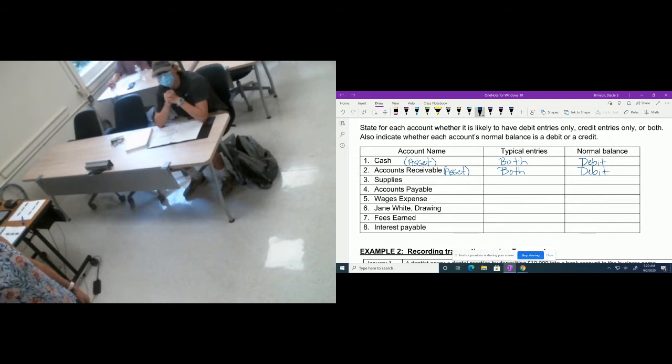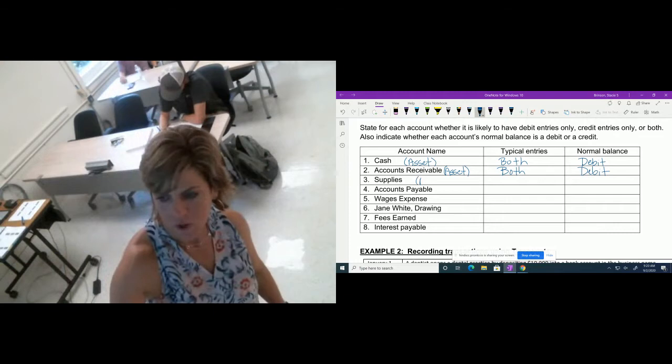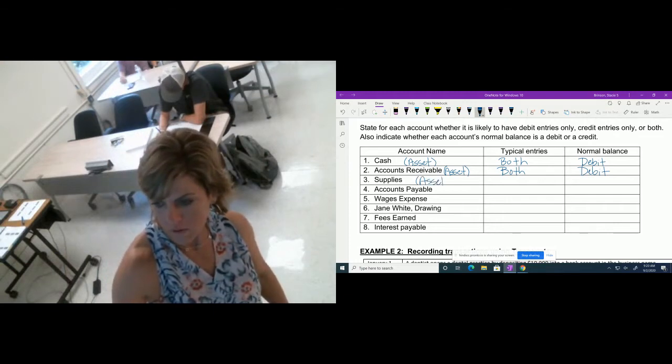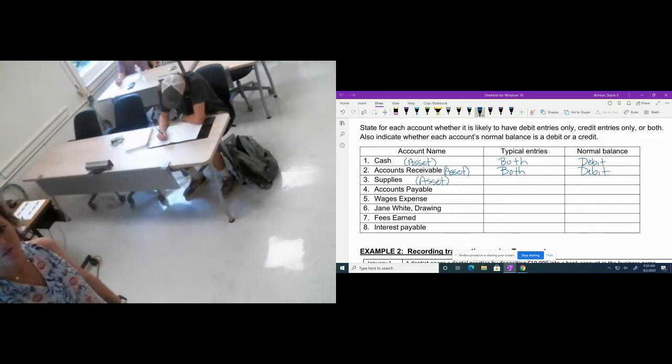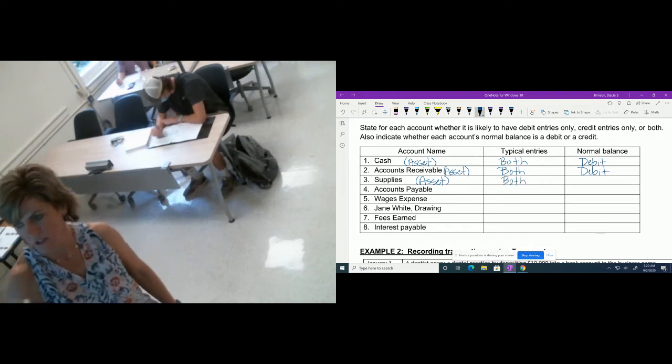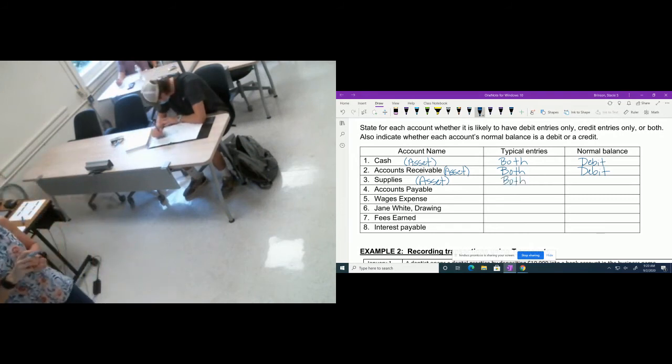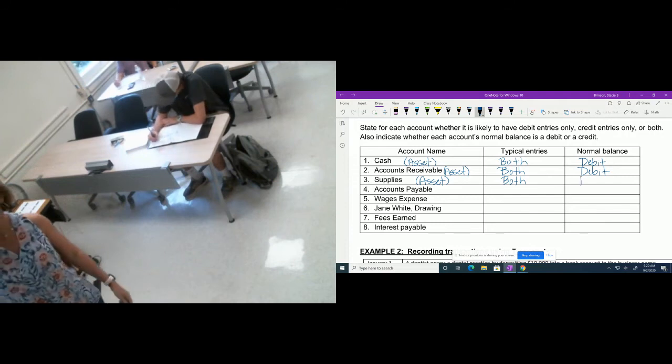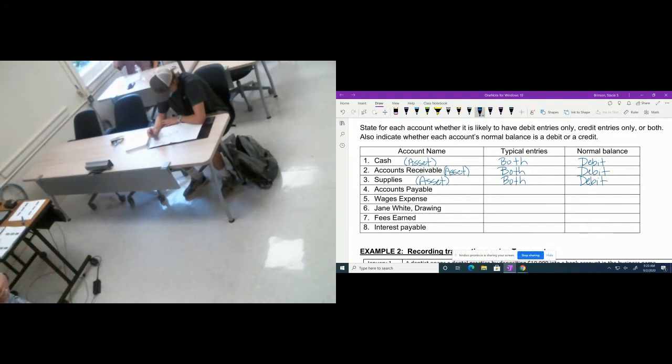Supplies. What kind of account is supplies? It's an asset. So, are we going to have increases or decreases or both? Both. Because you're going to add to the supplies, but you're also using them, and when you use them, you decrease it. So, what's my normal balance? Debit. And remember again, your normal balance side is the increase side.